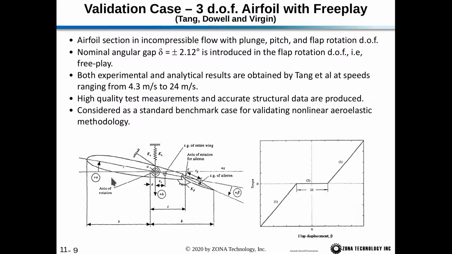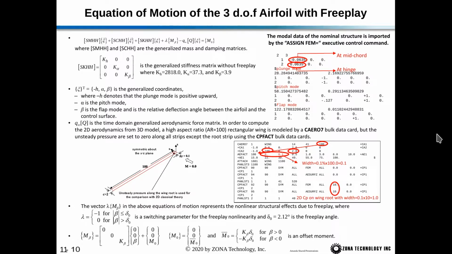So this is our diagram of the airfoil that they've tested, and then this is the torque theta diagram for the flap displacement beta. These are the equations of motion. So we have SMHH times C double dot plus SCHH times C dot plus SKHH times C plus this lambda parameter times M beta, and then minus Q infinity times Q times C. These are the aerodynamics equals M naught.